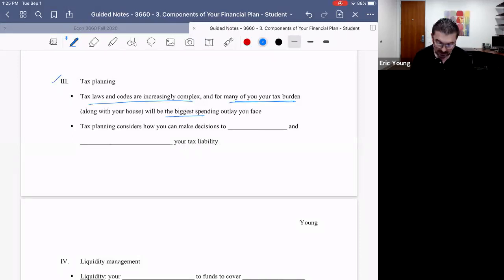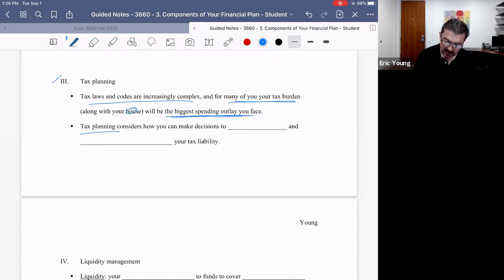And when you see it in that light, for many of you, outside of your house, so your house excluded because the house is a big purchase, for the majority of you, your tax burden will be the biggest outlay that you face. That means that the biggest proportion of your spending in your lifetime will not be to your education, will not be to your children, will not be to a car, it will be to Uncle Sam, okay? And therefore, as a result, you want to do good, smart, prudent tax planning.